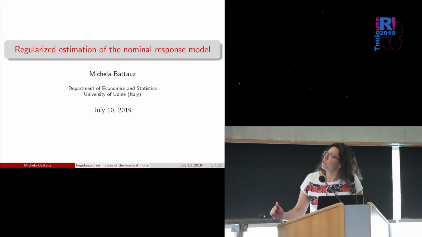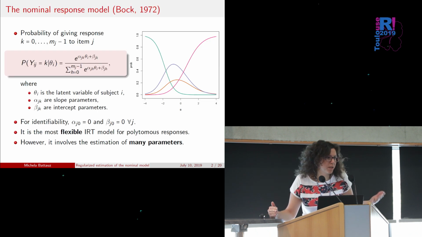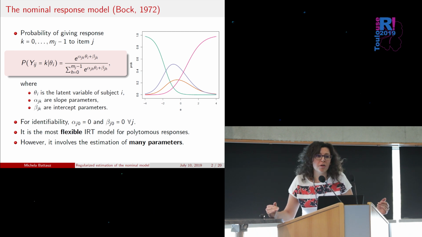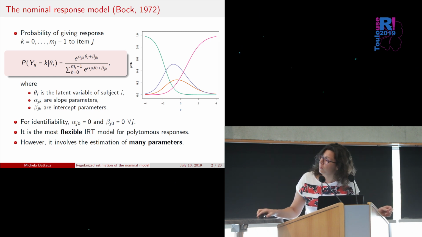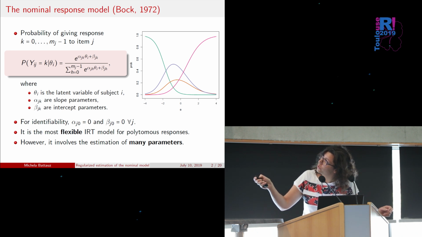The nominal response model is an item response theory model, which is used for modeling the responses to a test or questionnaire, when we have polytomous responses for each question. In this model, the probability of giving a certain response to one question depends on a latent variable that is denoted here by theta i. i is the index of the subject, k is the question and j is the item.